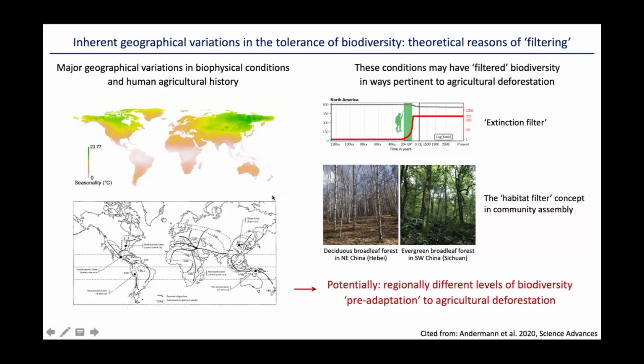So in other words, given the known geographical variations in terms of some biophysical factors, as well as human agricultural history, there is theoretical reason to expect that regions may differ in terms of how filtered their species may have been because of these factors, natural as well as anthropogenic. So the species that are left today for us to study the impacts of agricultural deforestation on may already differ in terms of how inherently sensitive they are.